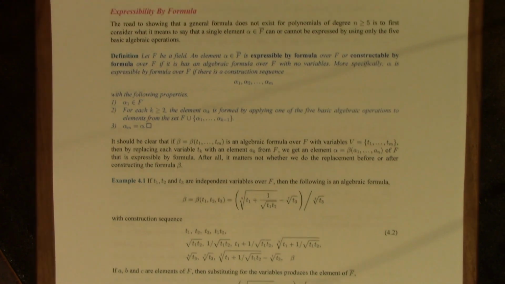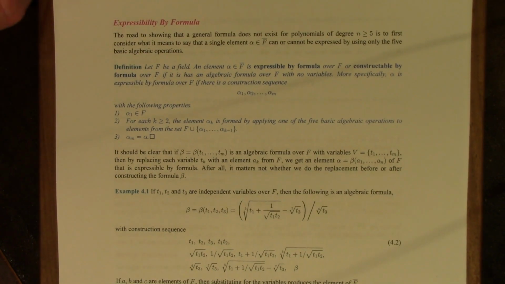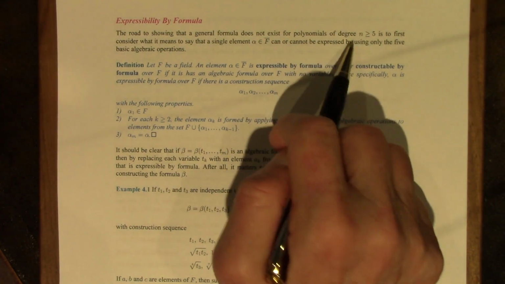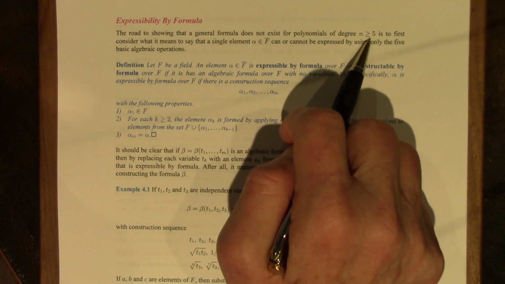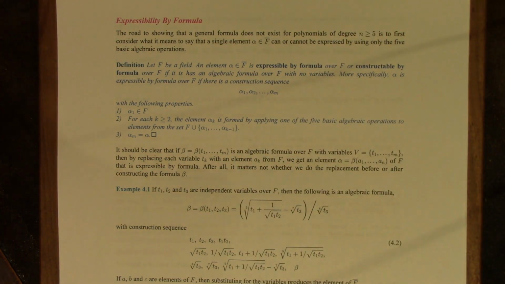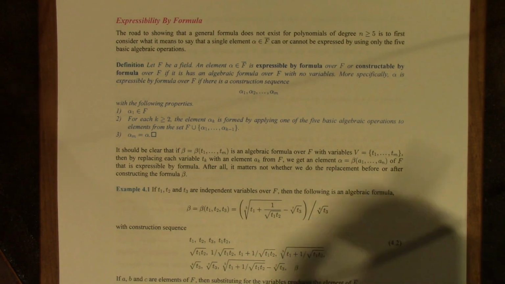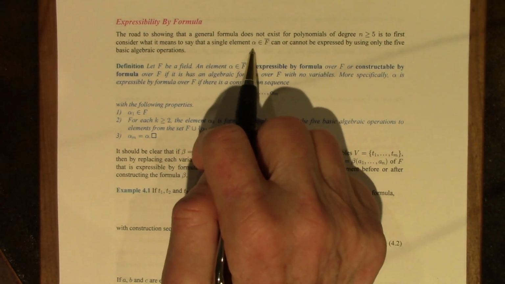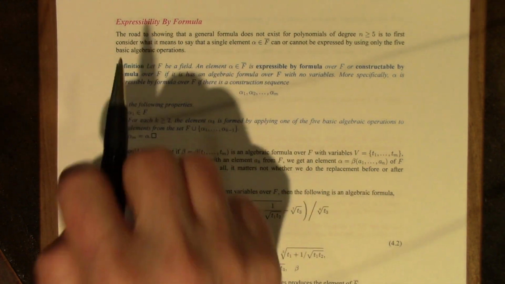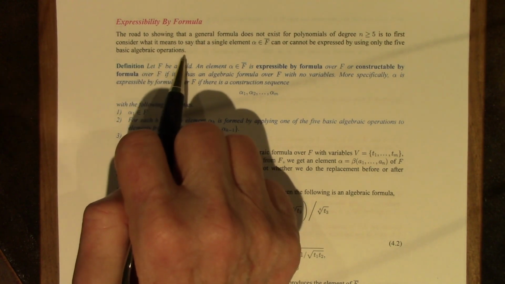Okay, so down to business, so to speak. The road to showing that a general formula does not exist for polynomials of degree n greater than or equal to 5 is to first consider what it means to say that a single element alpha can or cannot be expressed by using only the 5 basic algebraic operations.